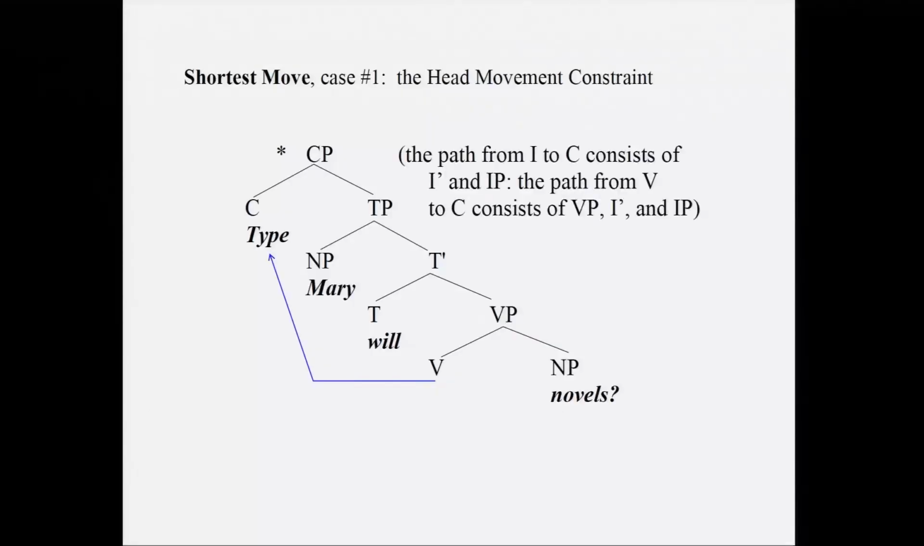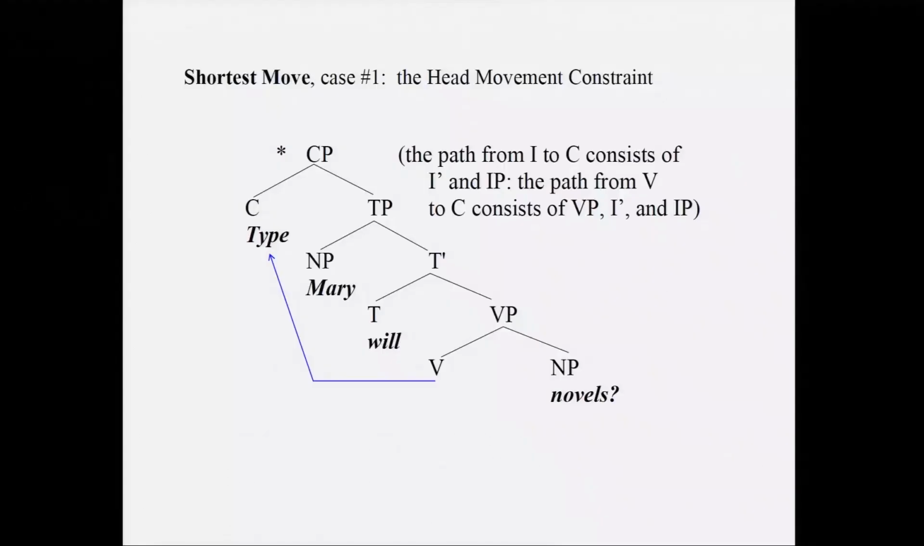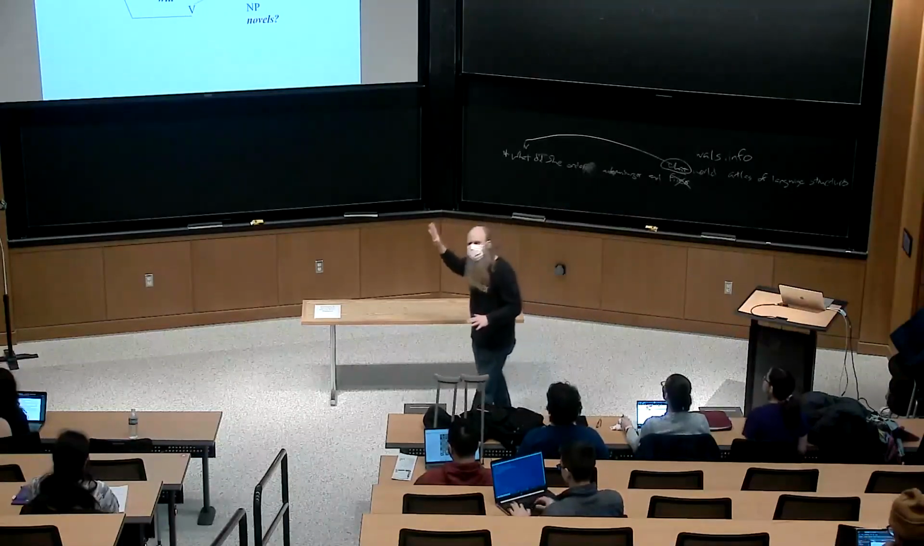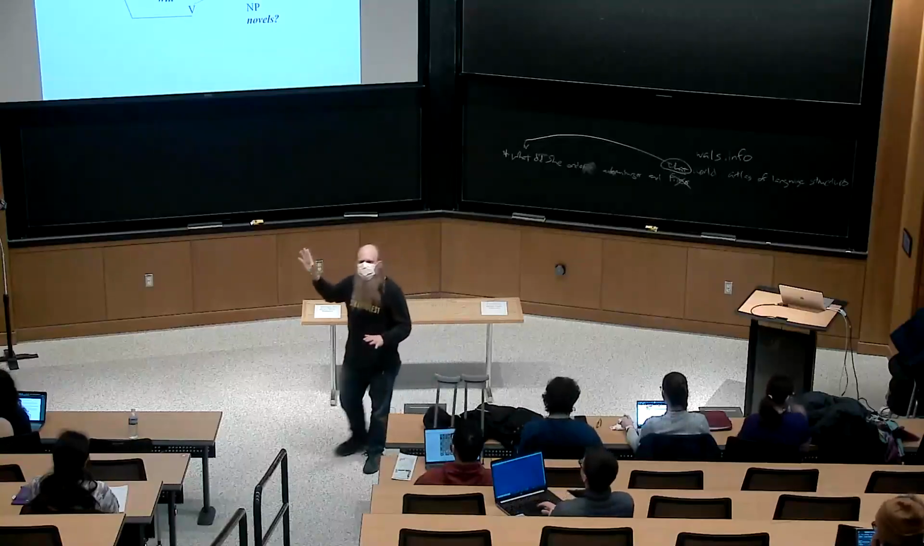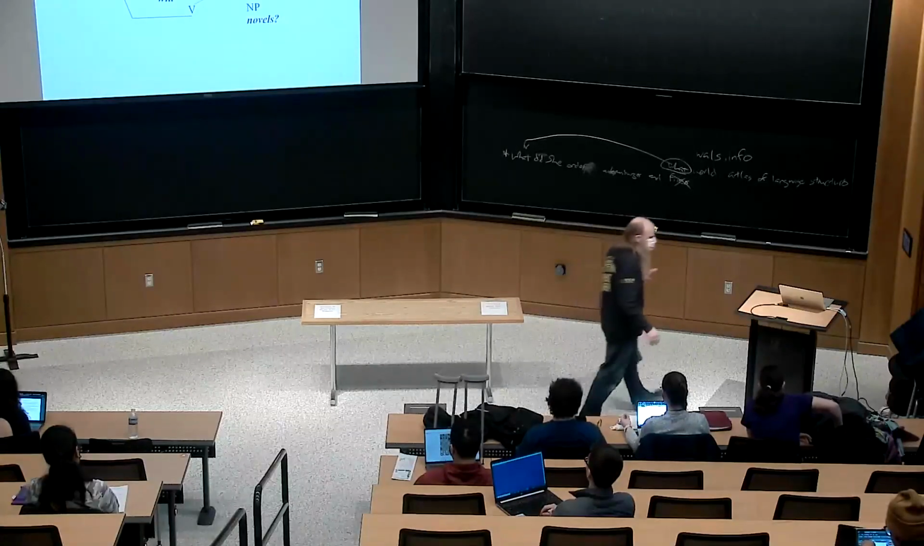Oh, I did it again. Sorry, I haven't fixed this yet. The path from I to C, which is really the path from T to C, the path from where will is to where C is, consists of T bar and TP. Those are the nodes that dominate T and don't dominate C. But the path from V to C consists of VP, as well as T bar and TP. Do people see that, even though I wrote the wrong things on the slide? So please mentally search and replace I with T on this slide. I'm using an old term for IP, which I meant to go back and fix. There are no IPs anymore.